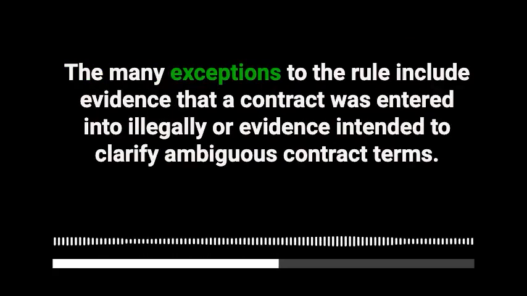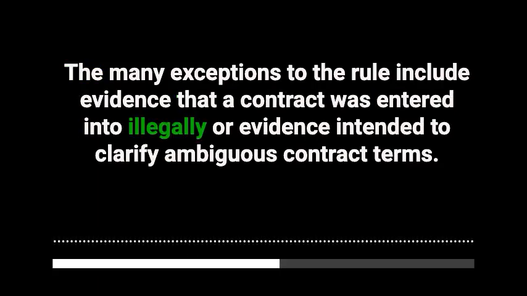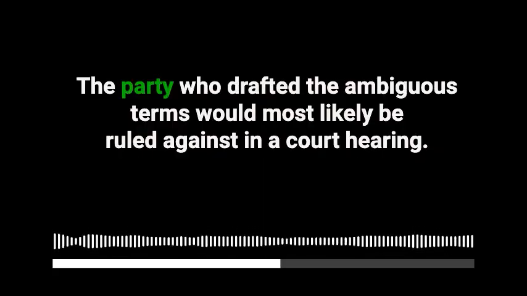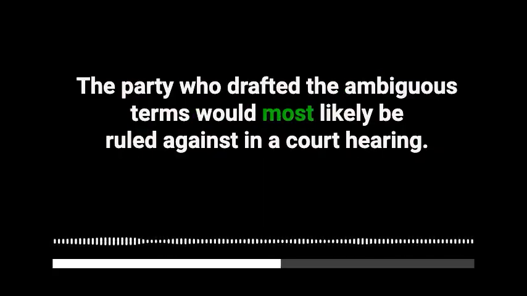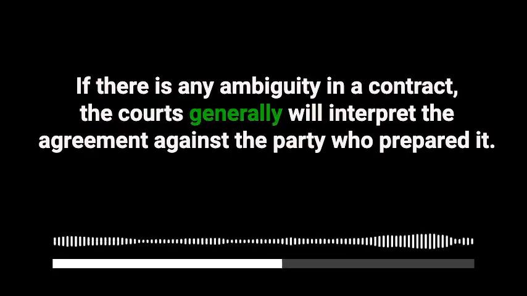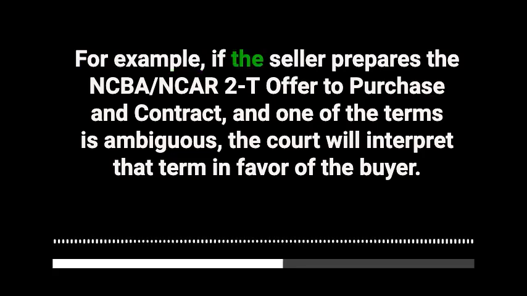The many exceptions to the rule include evidence that a contract was entered into illegally, or evidence intended to clarify ambiguous contract terms. The party who drafted the ambiguous terms would most likely be ruled against in a court hearing. In practice, if there is any ambiguity in a contract, the courts generally will interpret the agreement against the party who prepared it. For example, if the seller prepares the NCBA, NCOR2T offer to purchase and contract, and one of the terms is ambiguous, the court will interpret that term in favor of the buyer.